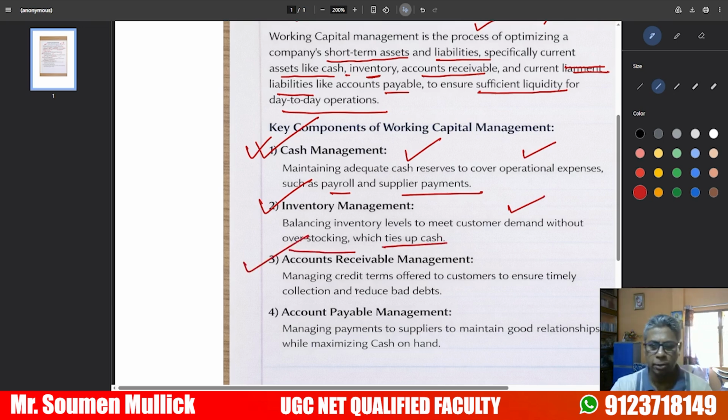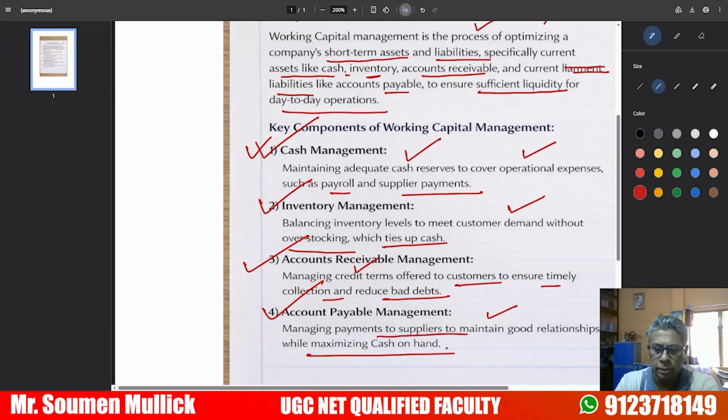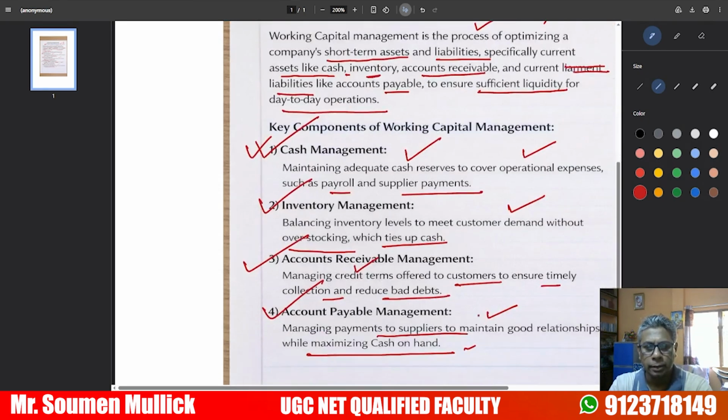Account receivable management means managing credit terms offered to customers to ensure timely collection and reduce bad debt. And account payable means managing payment to suppliers to maintain good relationships while maximizing cash on hand. These are the important parts of current asset management.